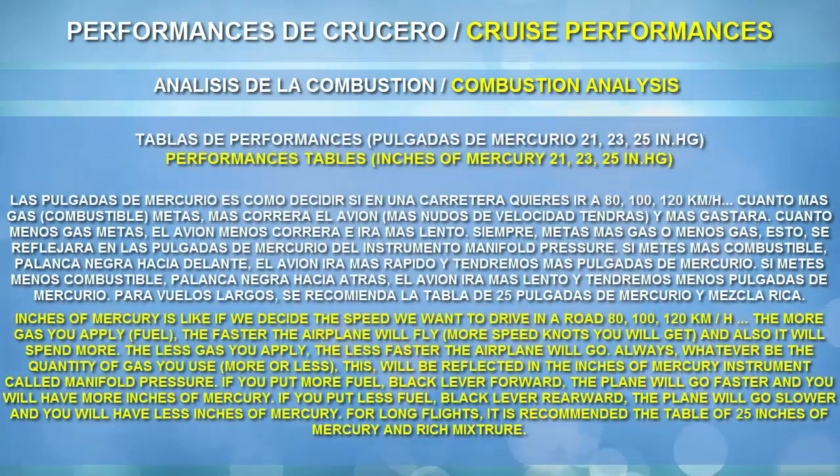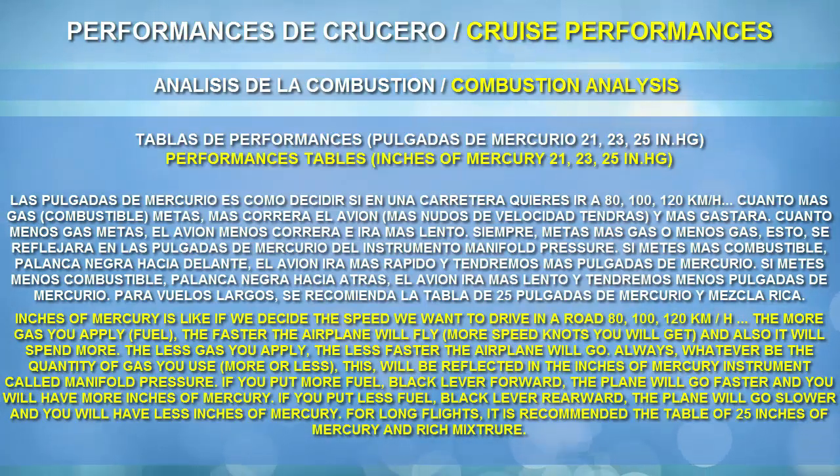Okay, and then in the performances we have a value in inches of mercury. Inches of mercury is like if we decide the speed we want to drive on a road. In the United States we will use miles per hour. We use kilometers per hour here in Europe. But as soon as you apply more gas, more fuel, the faster your airplane will fly, and more speed in knots you will get. So you will also get a higher value in the manifold pressure. And when you reduce the speed, you will get a lower value in the manifold pressure.